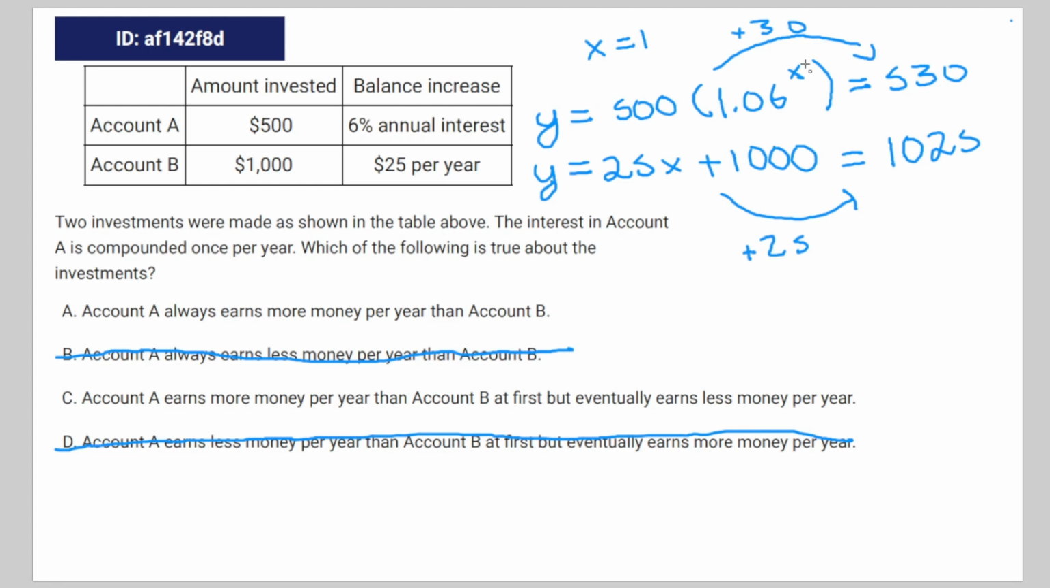And since the top function is an exponential function, the amount of money that is gained each year is just going to increase and increase exponentially, as in the phrase exponential function, while the amount of money that is gained each year on the bottom function is going to remain stagnant, plus 25 each year. Therefore, account A will always make more money than account B. Therefore, A is the correct answer.